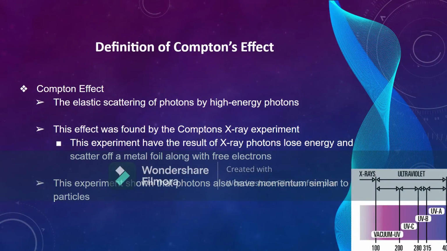Definition of Compton's effect. Compton's effect is the elastic scattering of photons by high-energy photons. This effect was found by the Compton X-ray experiment. This experiment had the result that X-ray photons lose energy and scatter off a metal foil along with a free electron. This experiment showed that photons also have momentum similar to a particle. At the right, you will see a picture of how high-energy X-ray is scattered.